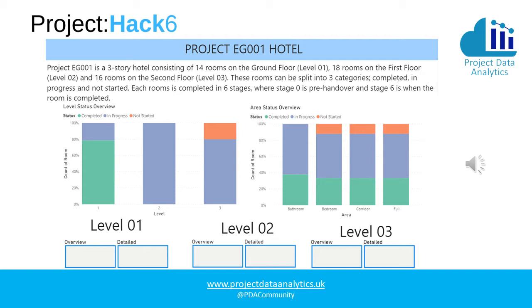This overview shown here shows the room progress at each level and also shows the split by areas, so the bathroom, the bedroom, the corridor, and the full area. This is useful for, say, a project manager to quickly see the up-to-date progress to report. This can also show which floors are now fully completed and can be handed over to the client. You're then able to click on buttons at the bottom to navigate to the pages showing an overview and a detailed dashboard of each level.